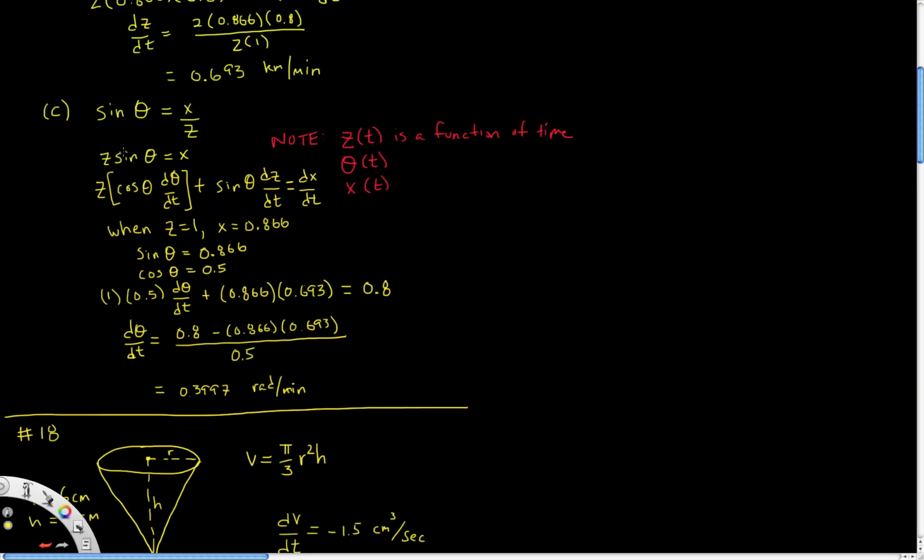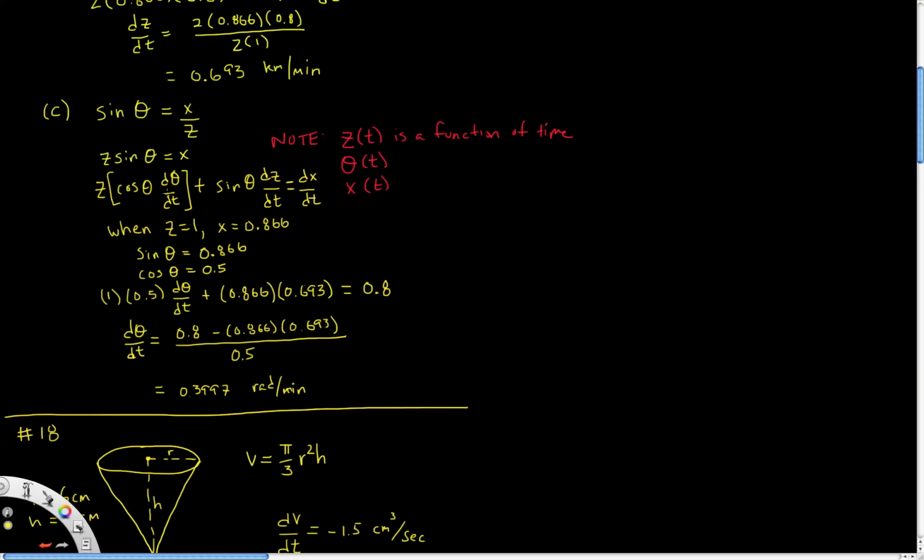To do that, I'm going to need a product rule on z and sine theta. So here's z times the derivative of sine theta, which is just cosine theta d theta dt. And I add to that sine theta times the derivative of z with respect to time, which is dz dt. And that's all equal to dx dt. Now, when z is equal to 1, I already know that x is equal to 0.866, right? I figured that out in part B, I think.